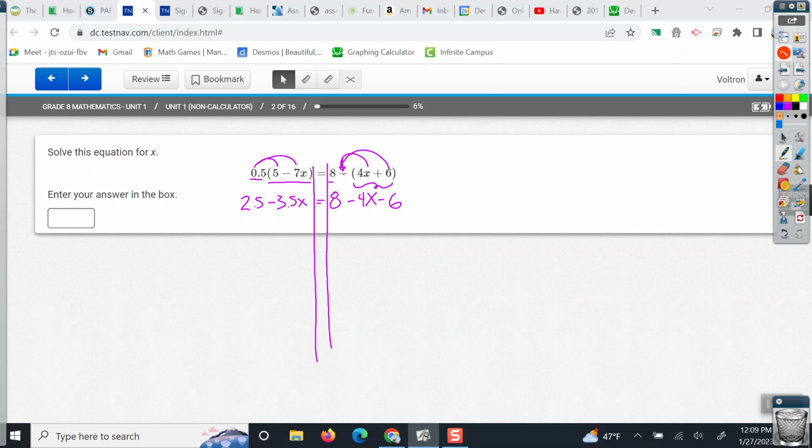So next, let's combine the similar terms. 8 and negative 6 are similar. 8 minus 6 is 2, so I have 2 minus 4x is equal to 2.5 minus 3.5x.